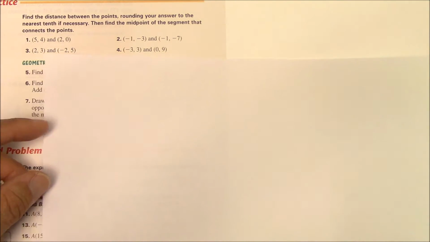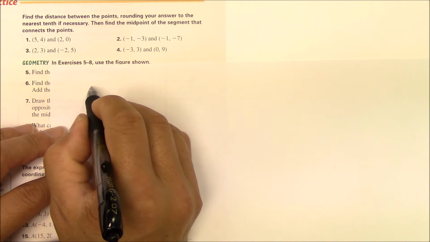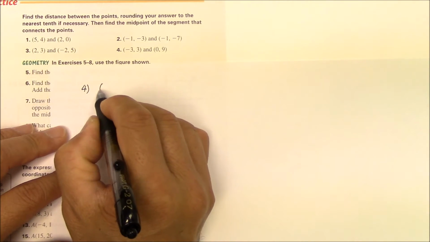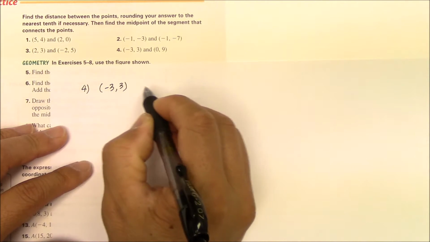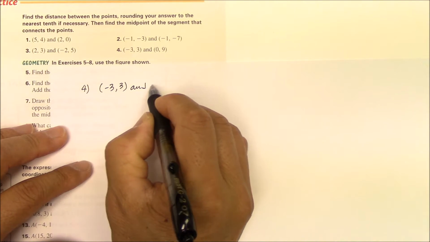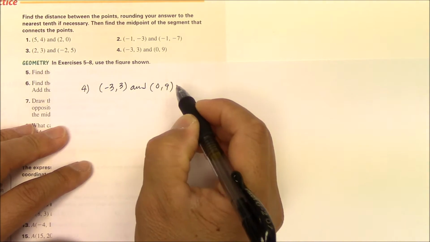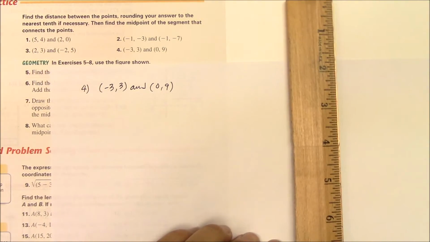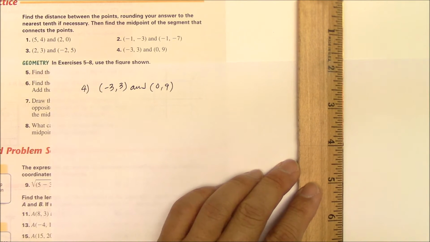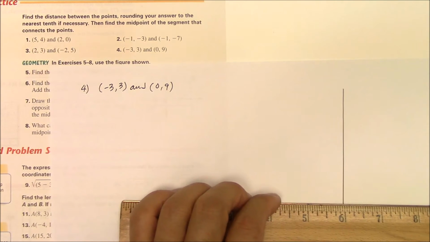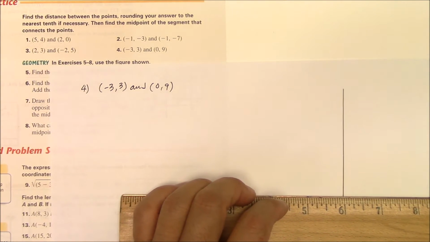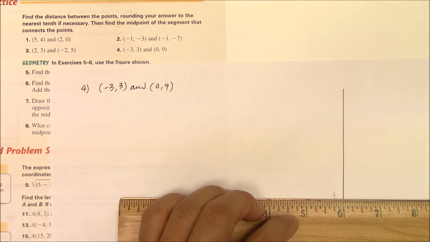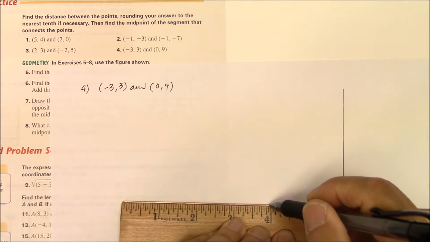So over here, the points are given on number 4 as -3 and 3, and 0 and 9. In fact, I will do this graphically as well, so you can see the correlation between the actual distance formula and what it looks like on the coordinate plane. So let's put it over here. There we go.